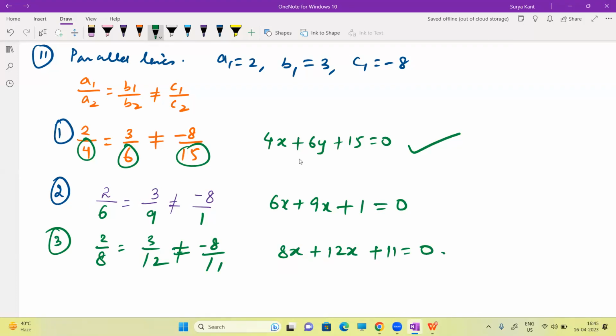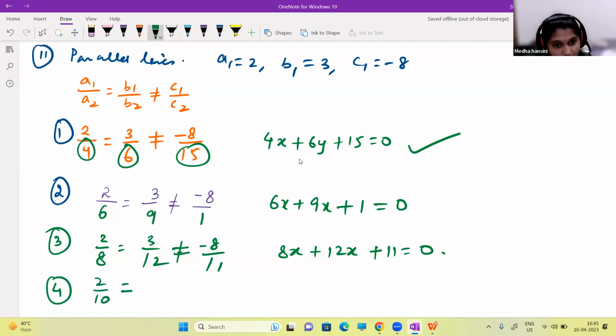Fine. Now you can tell me, Hansini. Yes, sir. 2 by 10. Okay, okay, 2 by 10 is equal to? 3 by 15.